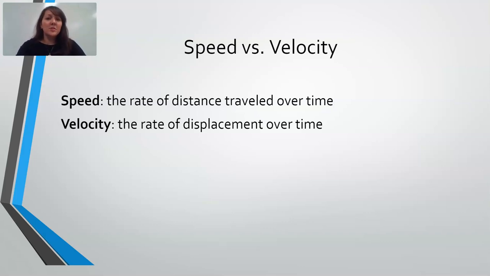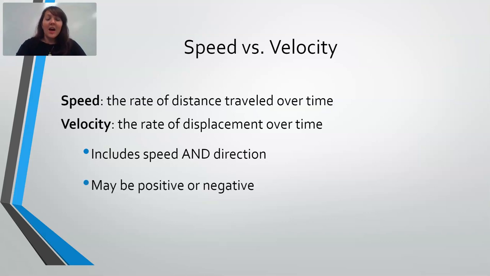Okay, so a couple distinctions to note between speed and velocity. Velocity includes speed, it includes that rate of travel, but it also includes direction because displacement includes direction. Another key thing to note about velocity is that it can be positive or negative because that negative tells us something about the direction. So if we've got a velocity going to the south, a way to distinguish it from a velocity directed to the north might be to say that it's a negative velocity.